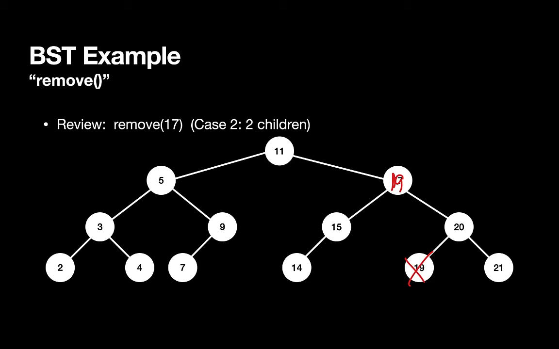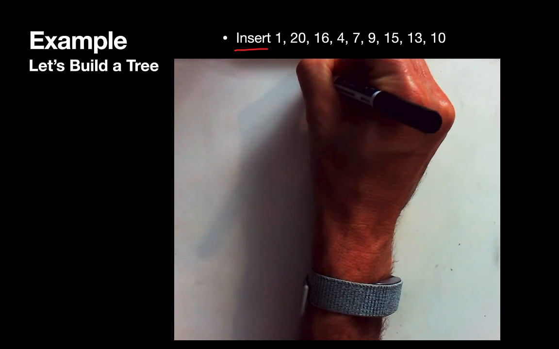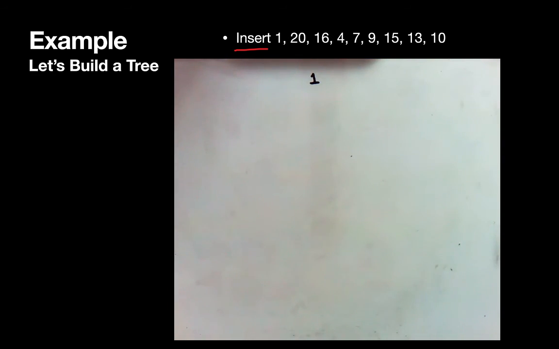Okay, so one of the other problems we encountered was the concept of a degenerate binary search tree. The degenerate case will go through a sequence of inserts, so you might want to pause the video and go ahead and try and go through these on your own. So we'll insert 1, then 20, then 16, 4, 7, 9, 15, 13, and 10. Okay, so first off, our first node will be 1. So I'm going to go ahead and insert that. I'm going to show these without the little bubble drawing around them just to save space.